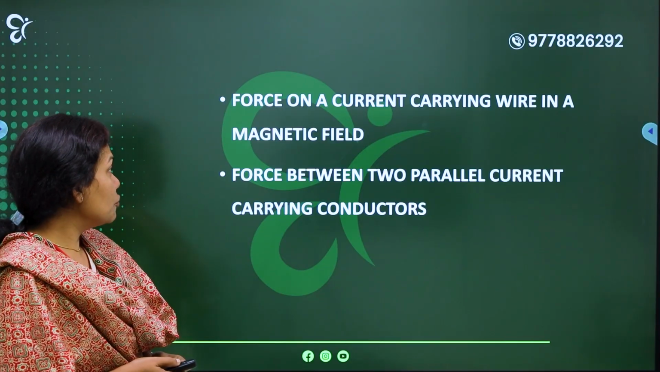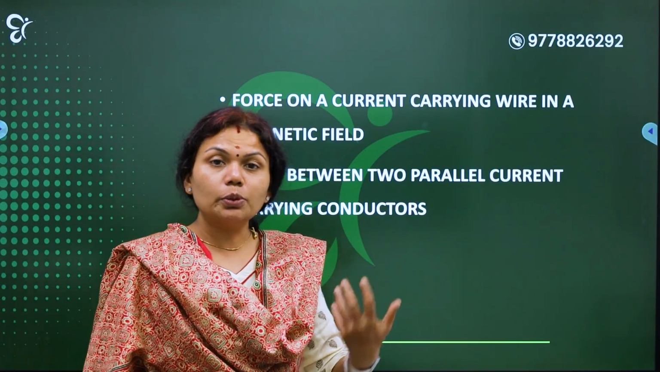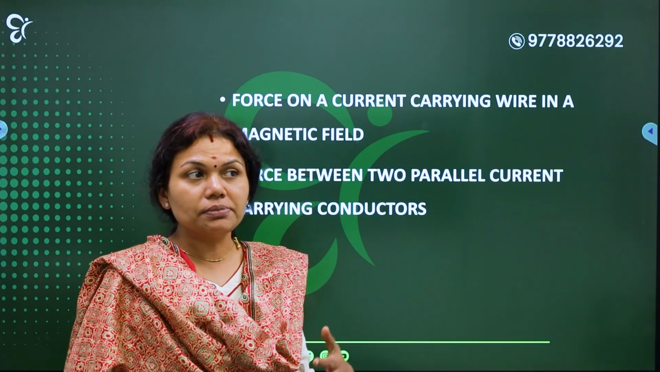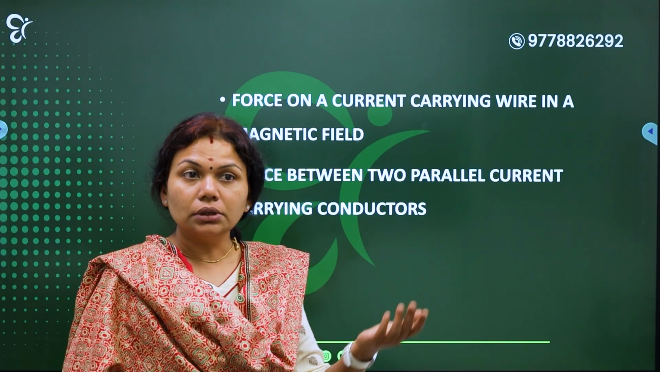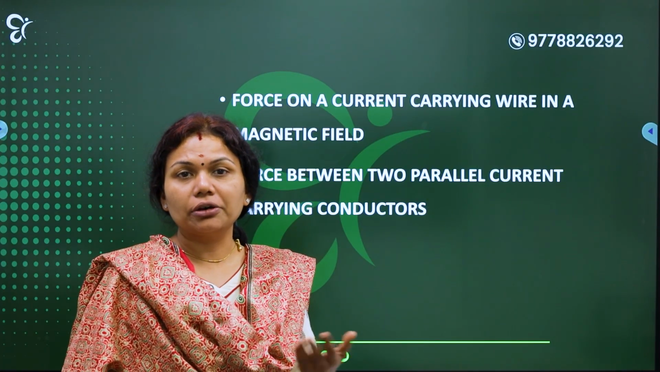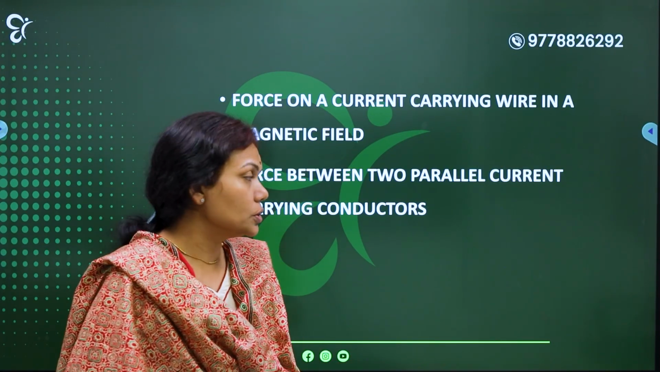Then when it comes to force, along with this you should know Fleming's left hand rule, because sometimes questions can come asking the direction of force. So by knowing Fleming's left hand rule, you can find the direction of force.